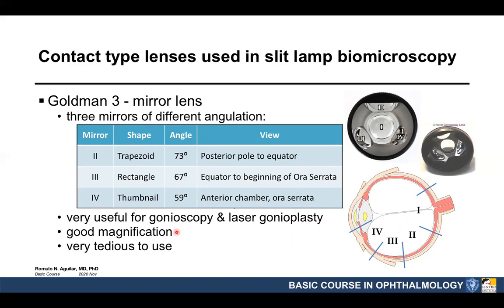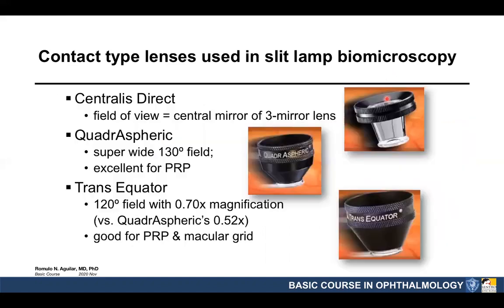Magnification of the Goldmann 3 mirror is very good, but it is very tedious to use. Imagine if you want to see the retina completely, you have to use each mirror, turn the lens 360 degrees, so you have to turn it 3 times. Once for mirror 2, once for mirror 3, and then once for mirror 4. Other lenses have been developed.